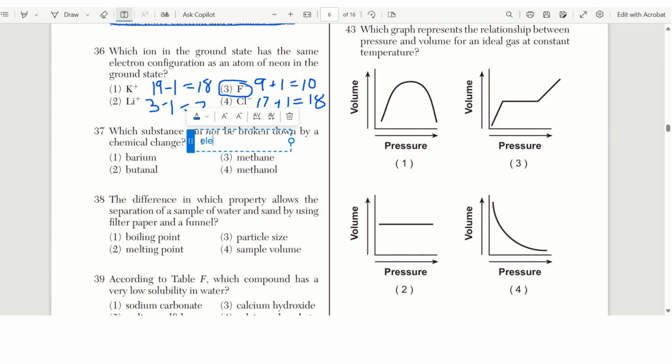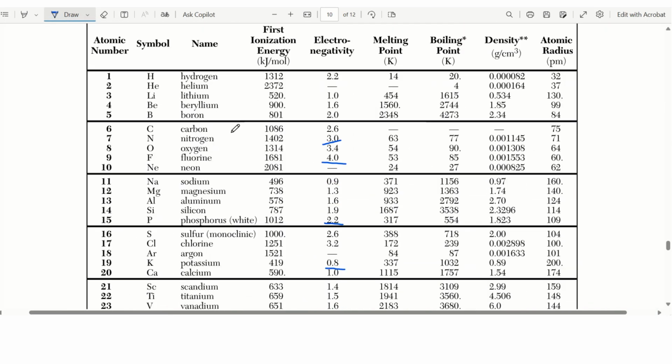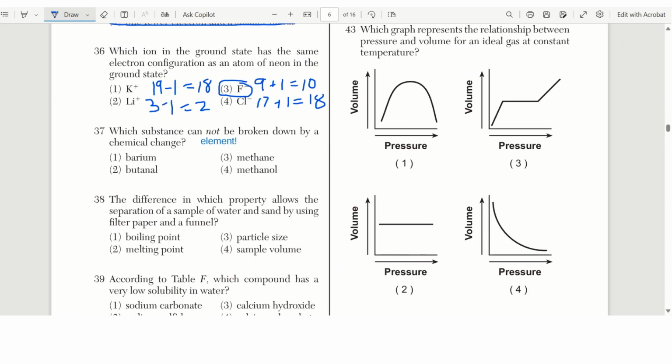Which substance cannot be broken down by a chemical change? So this, we are looking for an element. Compounds can be broken down, elements cannot. Now, if you don't recognize the name of the element, what should you do? Go to table S and start scanning the names, okay? And one of them you will find on that list. And eventually, if you didn't know it already, you will find out that it is barium.